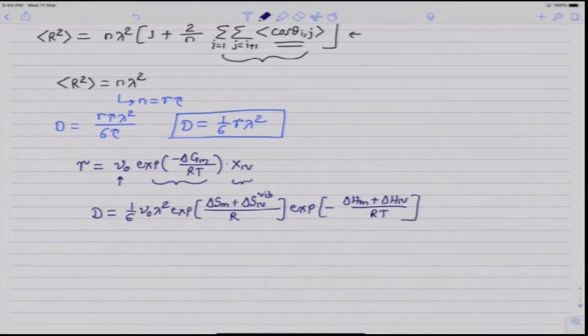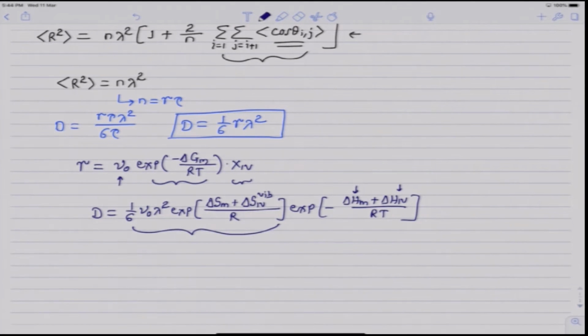Here delta H_m is the activation enthalpy of migration, delta H_1v is the enthalpy of monovacancy formation, delta S_m is the entropy of migration, that is the difference in the entropy of the equilibrium state and the state of saddle configuration, and delta S_1v vibrational is the vibrational entropy change associated with a monovacancy formation.